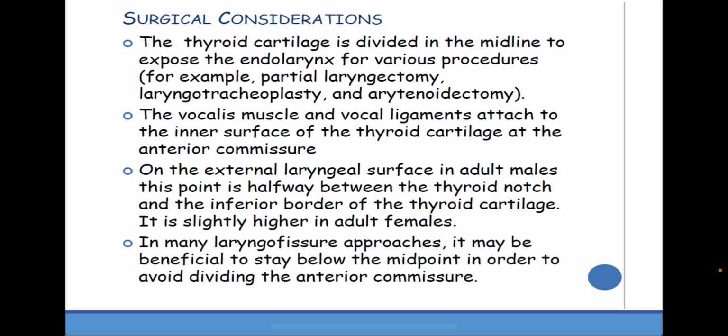In here also we have a surgical consideration. The thyroid cartilage is divided in the midline to expose the endolarynx for various procedures such as partial laryngectomy or laryngotracheoplasty. On the external laryngeal surface in adult males, this point is halfway between the thyroid notch and the inferior border of the thyroid cartilage. It's slightly higher in adult females. In many laryngofissure approaches, it may be beneficial to stay below the midpoint in order to avoid dividing the anterior commissure.